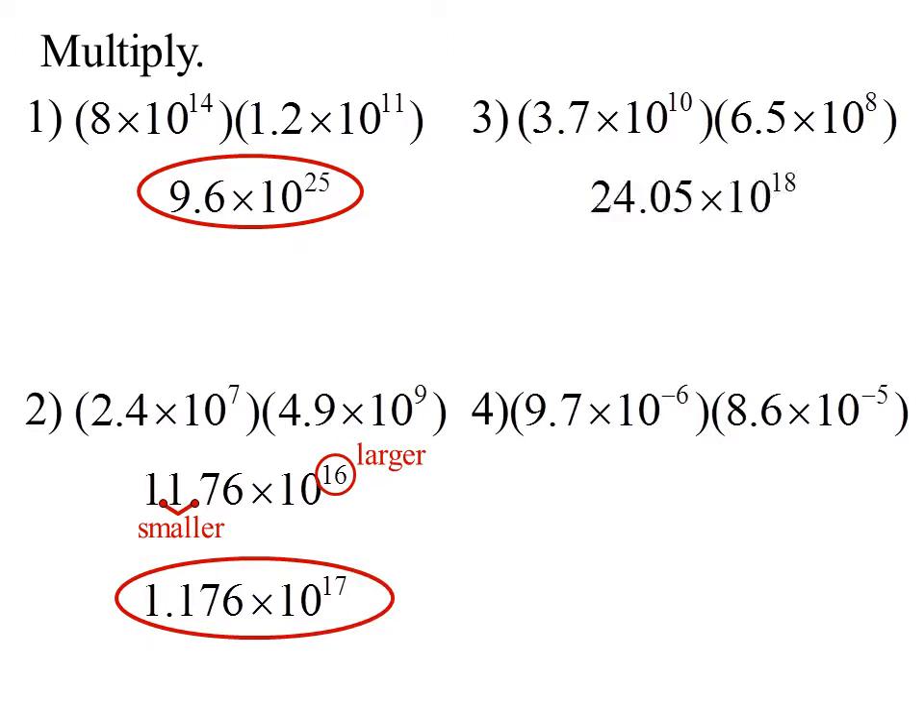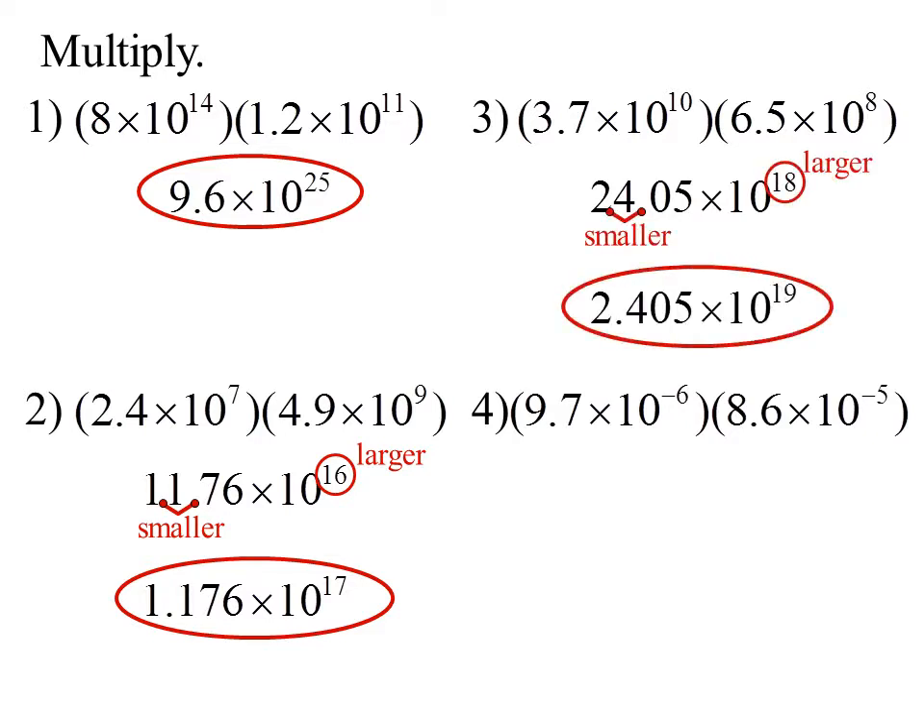Let's look at number 3. Same situation. 24 is not satisfying A. Therefore, I need to move it backwards. And then, of course, I add 1 to 18. It becomes 19. The same thing with this one. 83 is too big. Therefore, I need to move backwards.